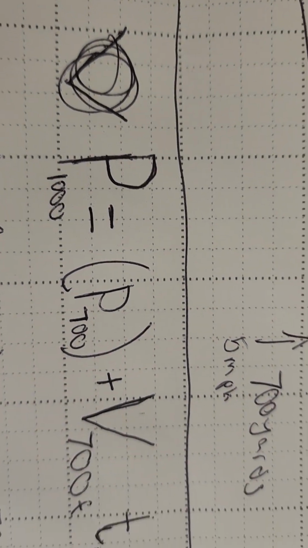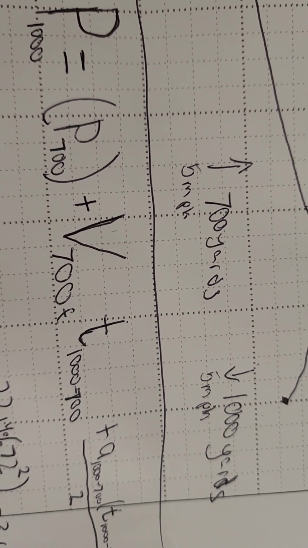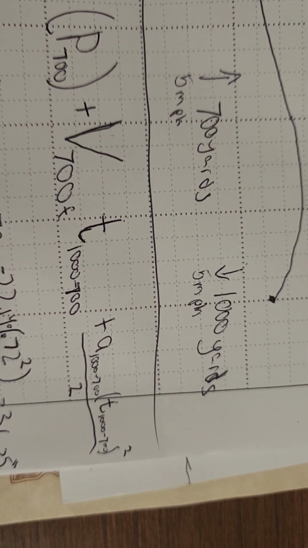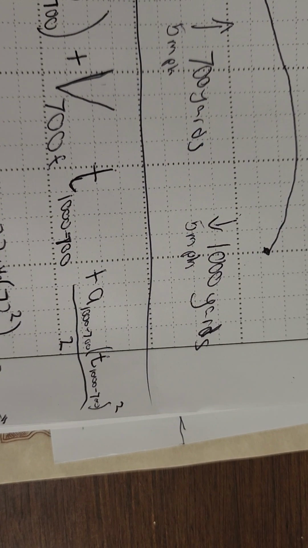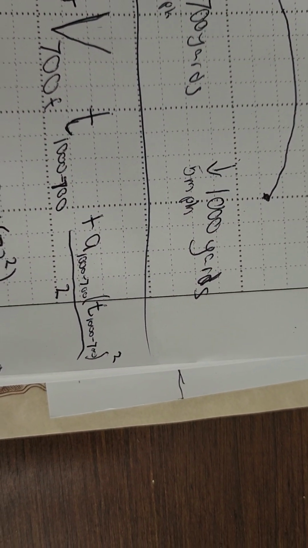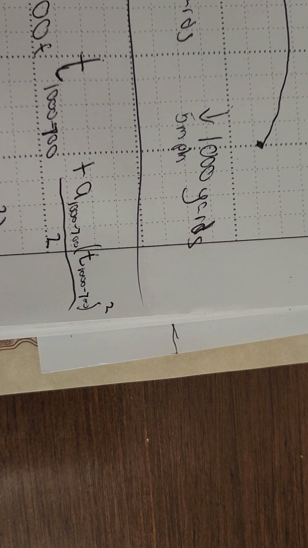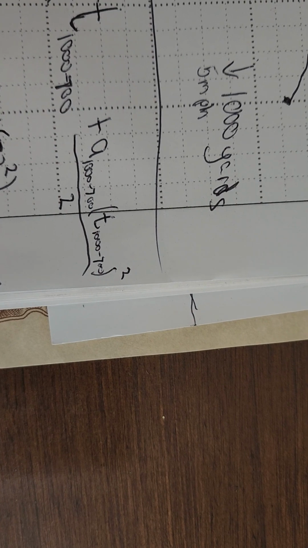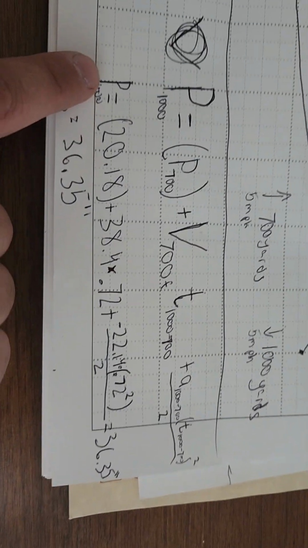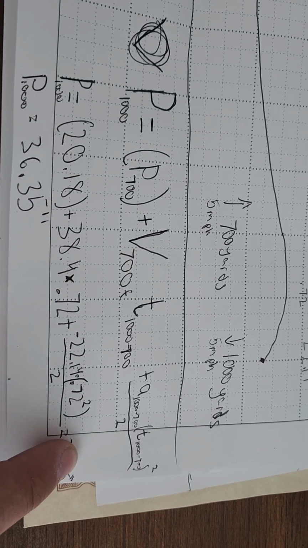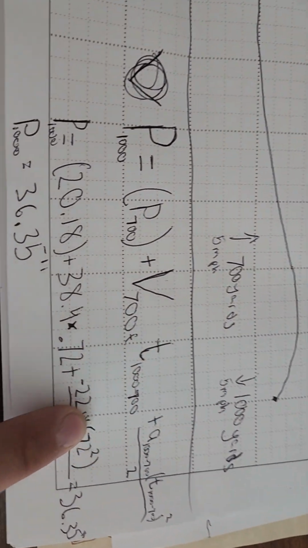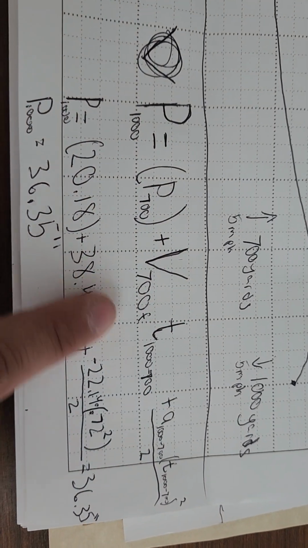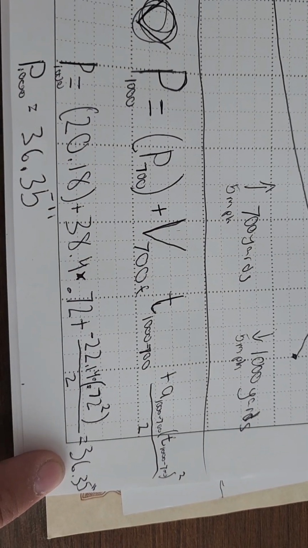So that is the position at 1,000 yards is equal to the position of the first amount of wind plus the velocity of that first amount of wind. That's the final velocity. Then we have our time. This is the remaining time between the first distance of wind and the second distance of wind, plus our acceleration of the second distance of wind times the time of the second distance of wind squared divided by 2. Then we get all of our numbers plugged in here that we calculated up above. All right, so now that we have all these calculated, we end up with 36.35 inches.